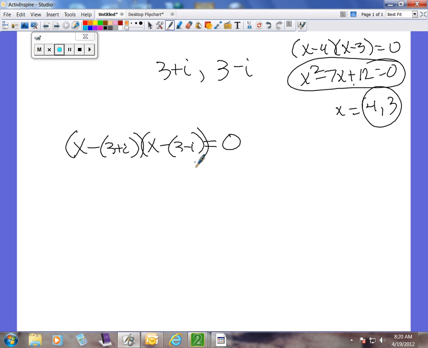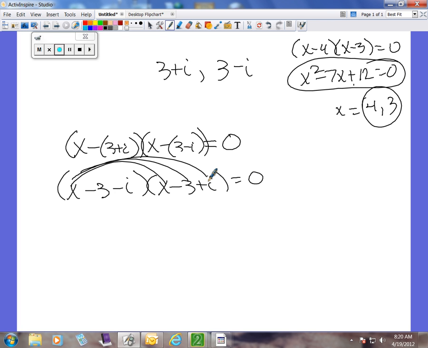There are a couple of ways you could do this. To me, the easiest way is to get rid of these parentheses first by distributing this negative. So this would really be x minus 3 minus i. Does everybody see what I'm doing? This would be what? x minus 3 plus i. All I did was distribute that minus sign, get rid of the parentheses. Now you just got a bunch of distribution and combine like terms. So you're going to have to take x times all 3 of these. See what we get.